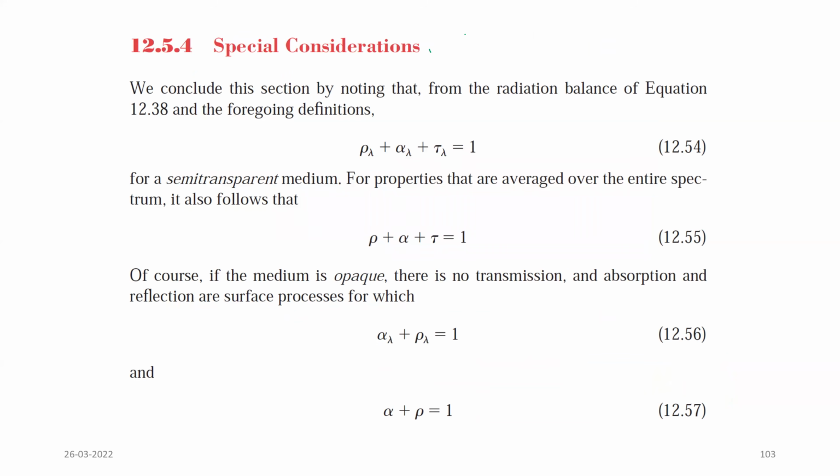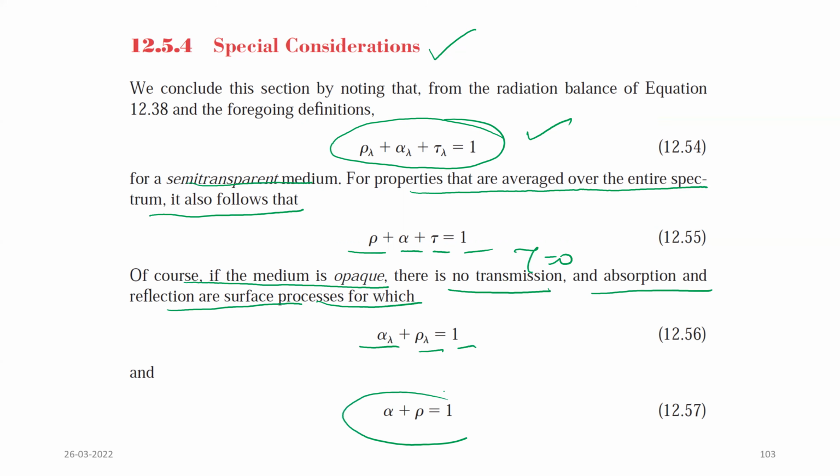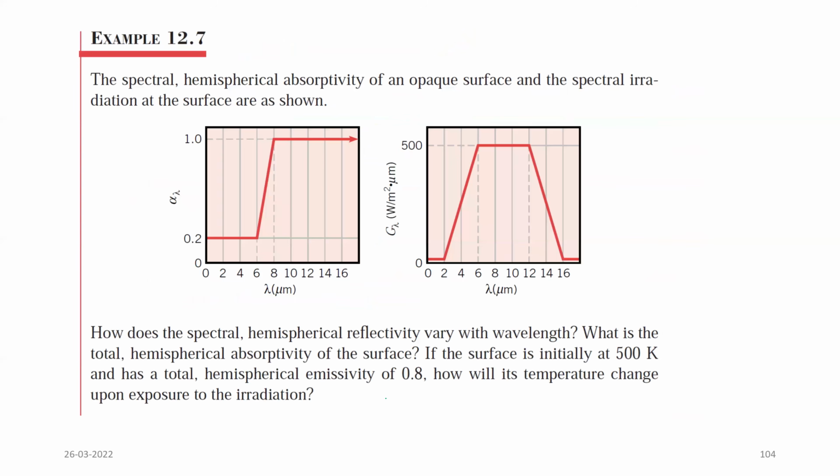And what are the spectral considerations? We know this already. Rho lambda plus alpha lambda plus tau lambda is equal to 1. This is for a semi-transparent medium. For the properties that are averaged over the entire spectrum, that means we are calculating for the whole wavelength range, then rho plus alpha plus tau will be equal to 1. Of course, if the medium is opaque, that means tau is equal to 0, and for the absorption and reflection of the surface, alpha lambda plus rho lambda is equal to 1 and alpha plus rho is equal to 1. So an opaque surface is one for which the transmission is 0.